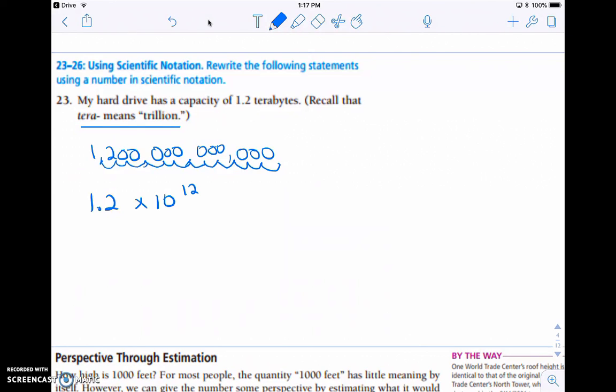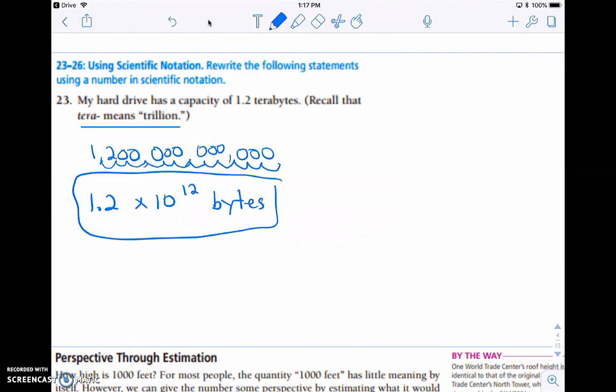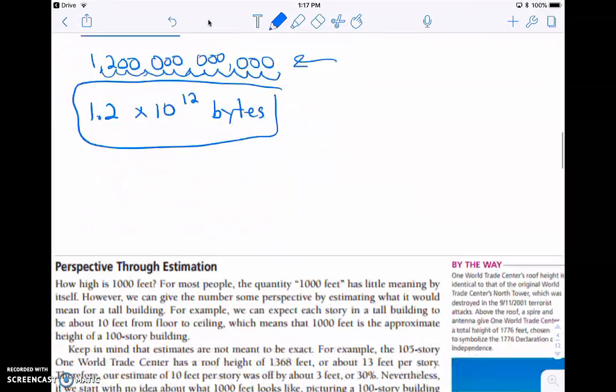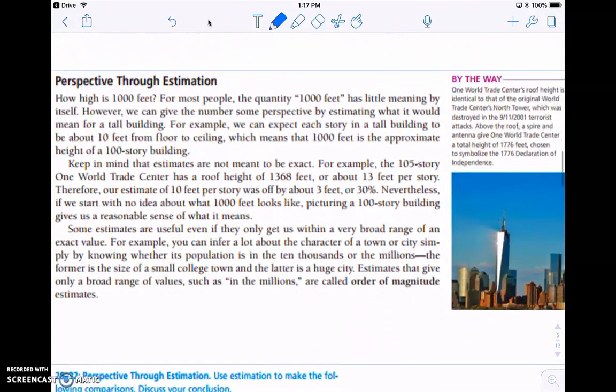And now the units here, instead of terabytes, this would be down just to the standard unit of bytes. So 1.2 terabytes is the same as 1.2 times 10 to the 12th bytes. And that's how we'd write 1.2 terabytes in scientific notation. And then here's our standard notation into trillions. Okay, so that's looking at scientific notation.